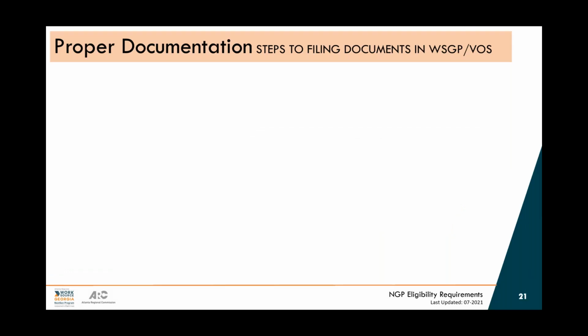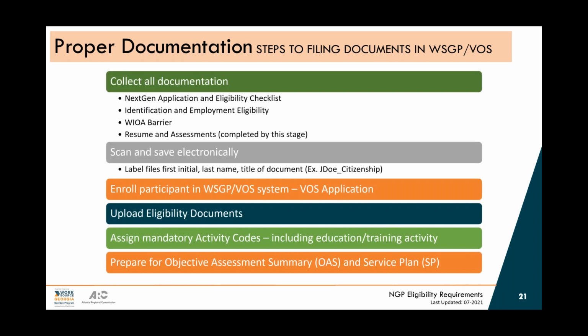All right. Two more sections, proper documentation, and then we'll go into low income and we'll be done for the day. So the steps to filing your documents in the VOS system. One, you're collecting your documents. Okay, collecting all of them. You need that next in application. You need an eligibility checklist.